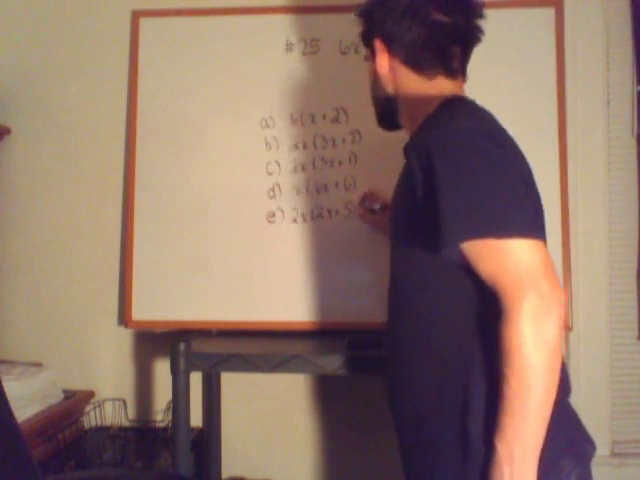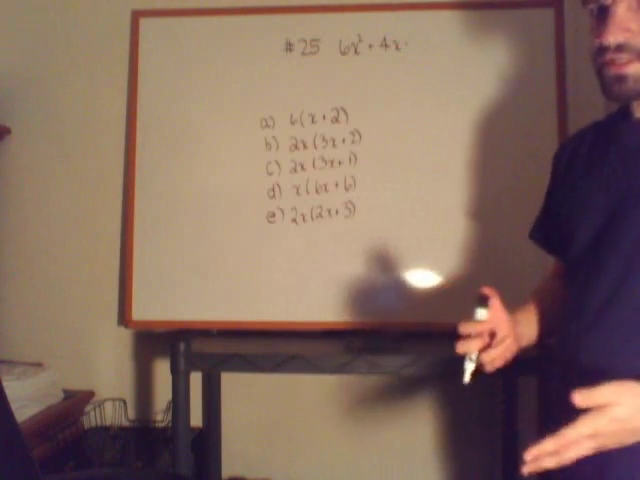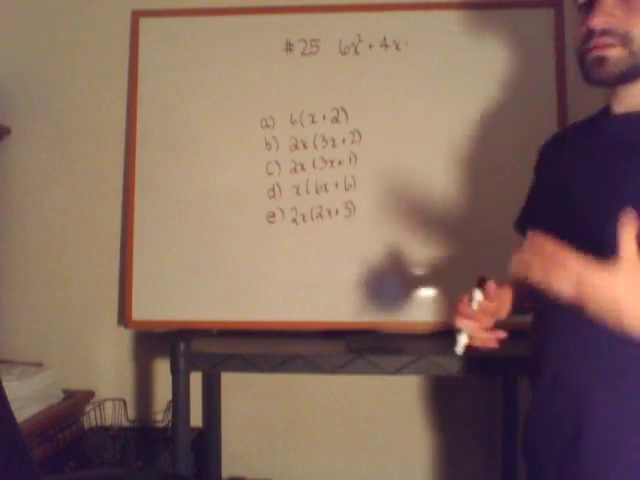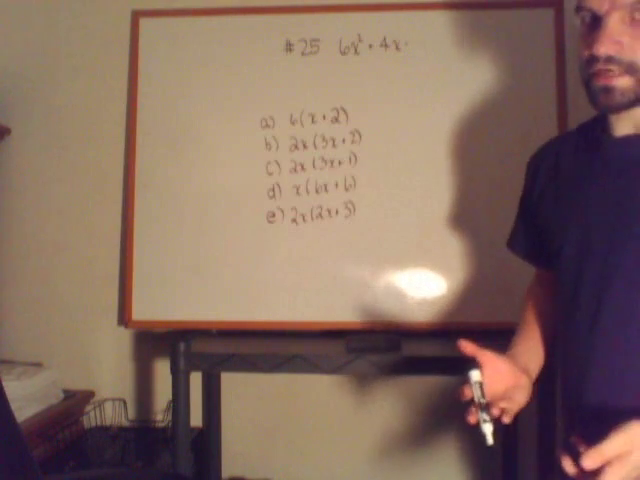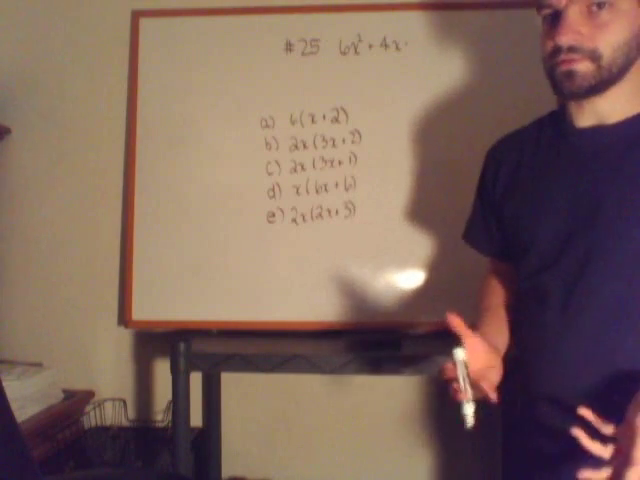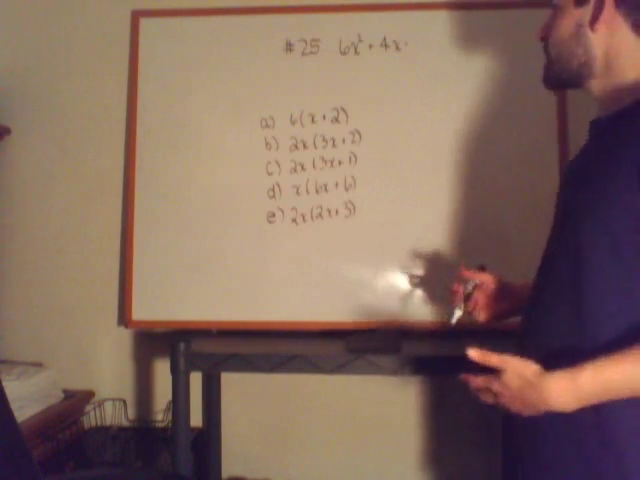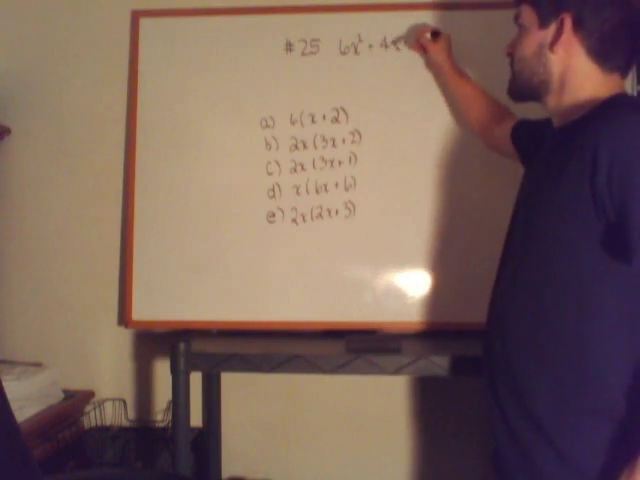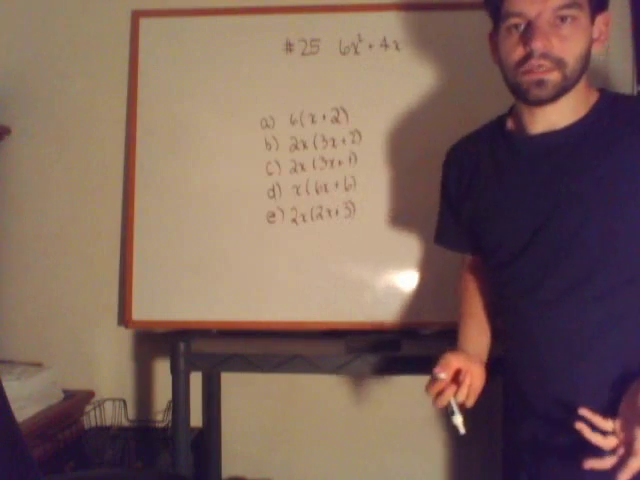As daunting as this looks, it's really not as bad as it seems. What we're basically focusing on in this question is factoring by greatest common factor. So let's recap a little bit about factoring. When we're finding a greatest common factor, we're taking the prime factorizations of both of these terms individually and seeing what's in common.